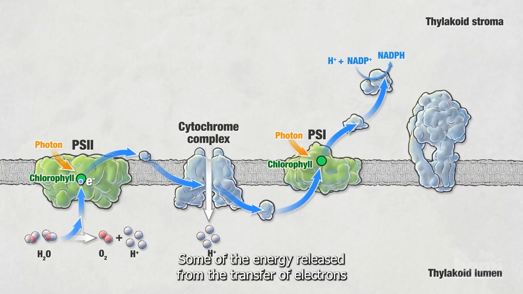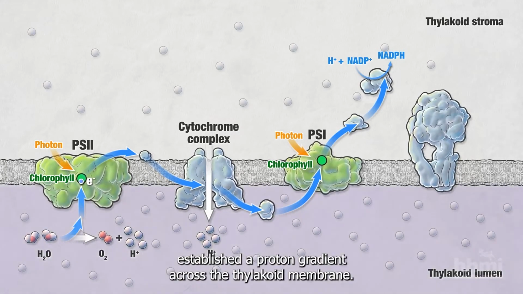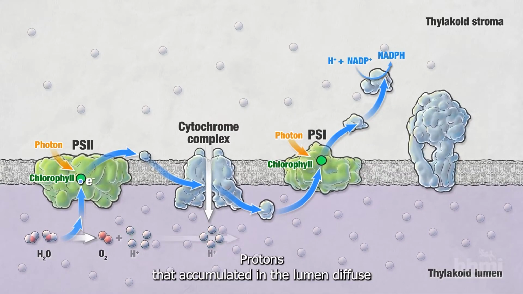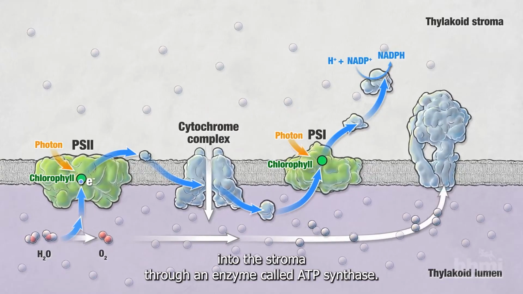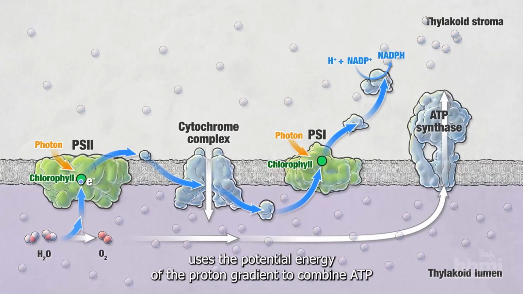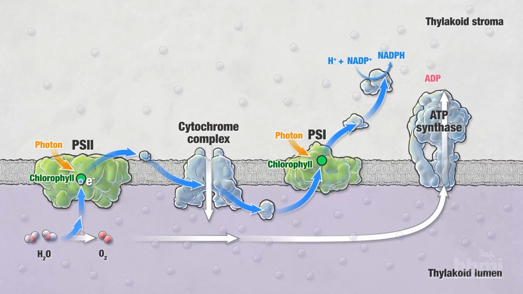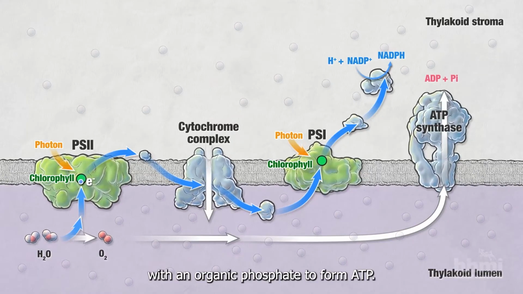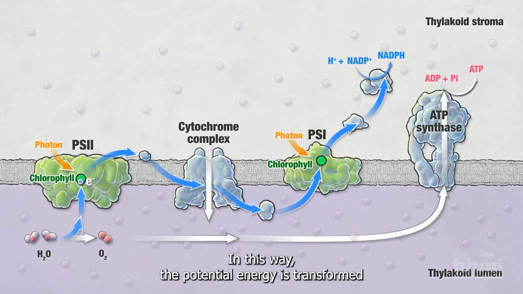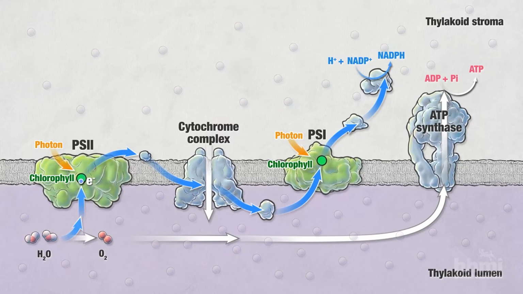Some of the energy released from the transfer of electrons established a proton gradient across the thylakoid membrane. Protons that accumulated in the lumen diffuse into the stroma through an enzyme called ATP synthase. ATP synthase uses the potential energy of the proton gradient to combine ADP with inorganic phosphate to form ATP. In this way, the potential energy is transformed into chemical energy stored as ATP.